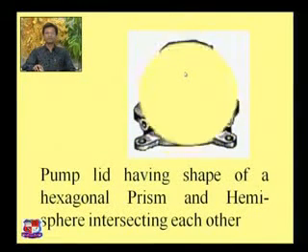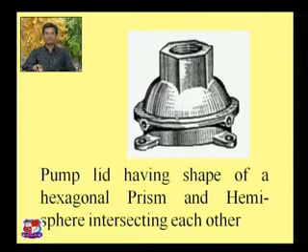Then another example is a pump lid having the shape of a hexagonal prism. This is the shape of a hexagonal prism, and this is a hemispherical shape. Both are intersecting each other. So this is also an example of intersection of solids.